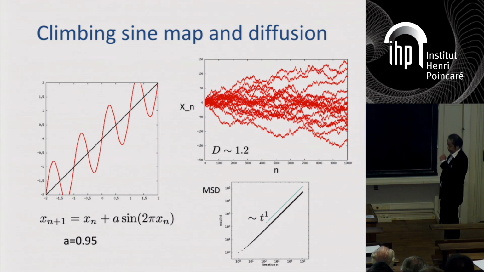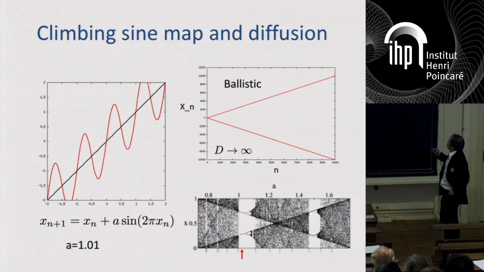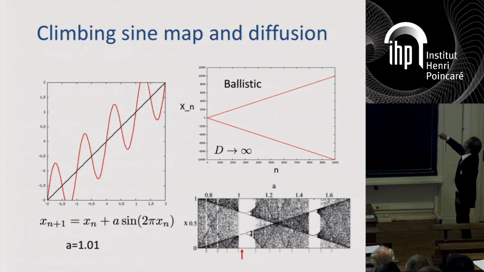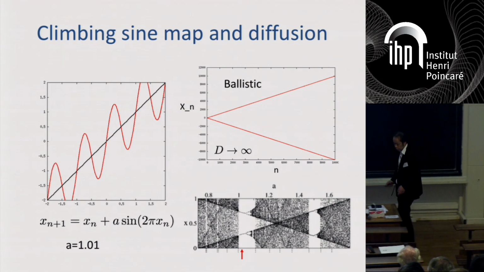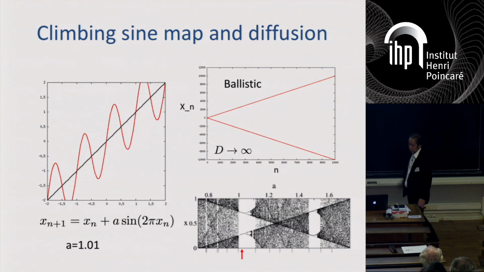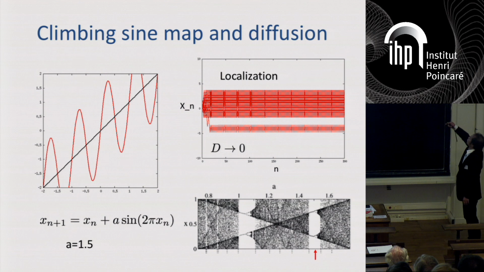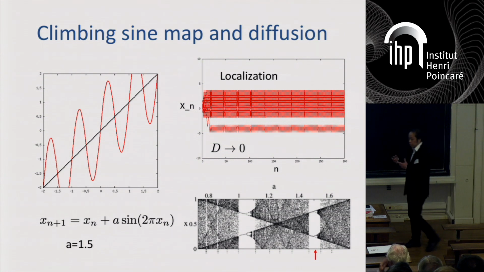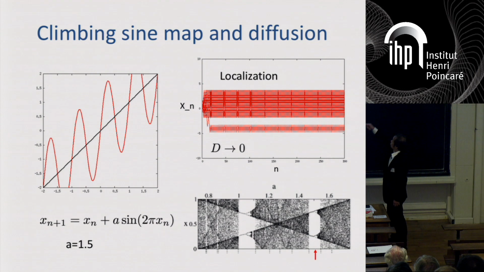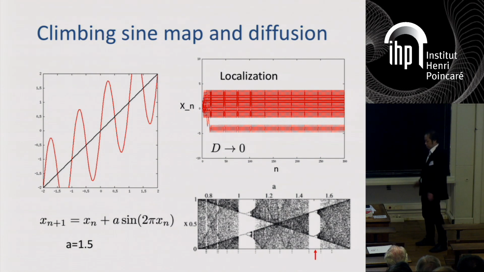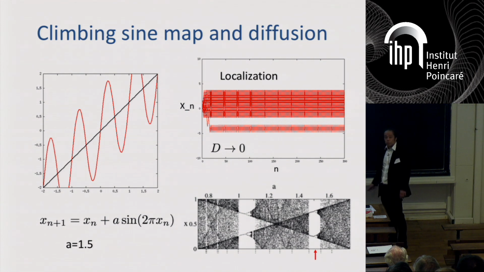However, if we use these nonlinear mappings, we have different phenomena. This is the bifurcation diagram for the sine circle map. If we choose the parameter here, a 1.01, it's about the same shape of the mapping, but we observe ballistic motion for this system. It's not diffusive dynamics, it's ballistic. So the diffusion constant D goes to infinity. And for another parameter here, in this window region, a 1.5, we have localization dynamics. We are trapped in a limit cycle. We have many limit cycles in the lattice, and one of them traps the dynamics. So it's localization, and the diffusion constant goes to 0.